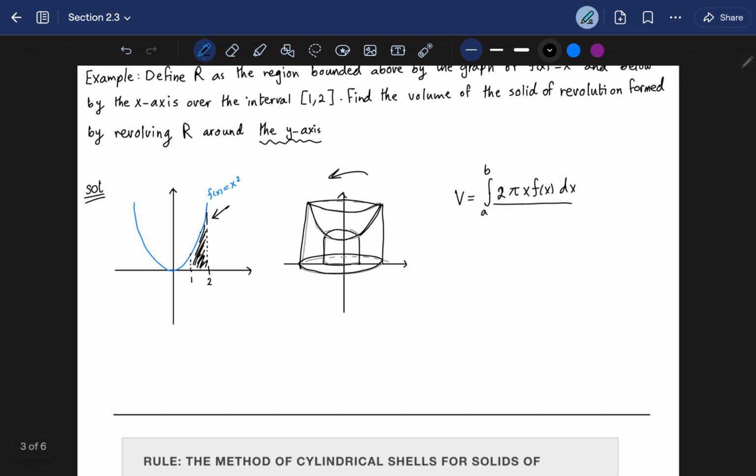Now applying the formula, I just have the bounds from 1 to 2, 2 pi x, then you multiply by your function. So my function is just x squared dx, and you integrate normally. Then upper minus lower, and you'll get your answer.